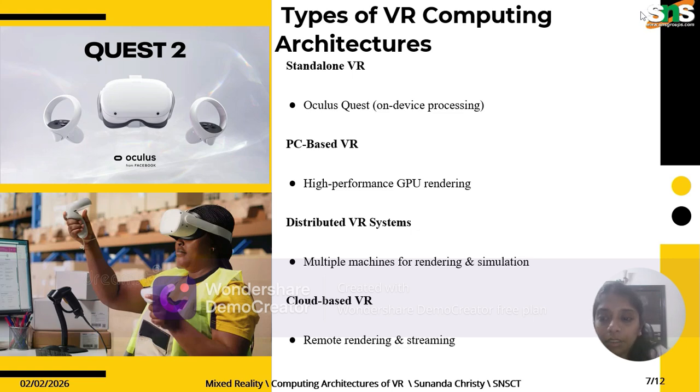There is a girl who is calculating the stocks in an industry, how much stock is available, what has arrived. All those details are done with the help of this virtual reality, and whether all the stock products inside are correct or not, or where any damage has taken place, all those things can be checked with the help of virtual reality. Whereas the PC based VR gives the high performance of GPU rendering, and it has a few distributed systems with the cloud based where it is stored.